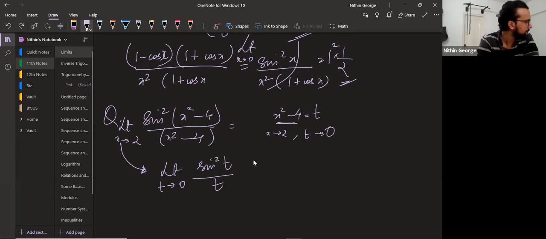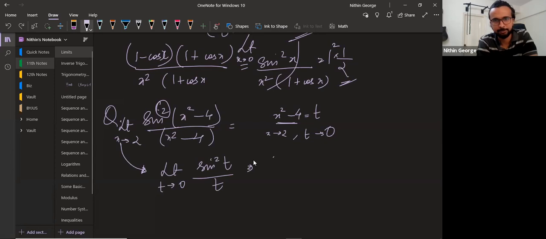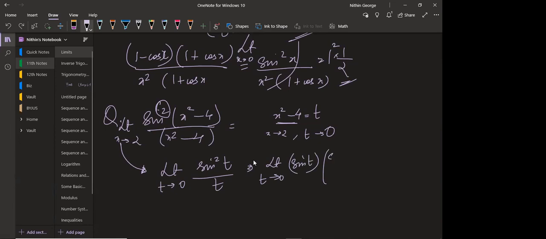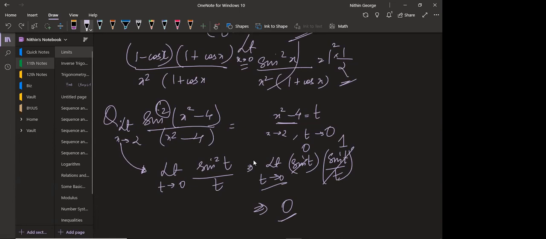Sine square. Oh my god, I'm so sorry. I didn't notice this sine square here. I was thinking of it as sine. That's my bad. So this becomes limit t tends to 0 sine t into sine t by t. When t tends to 0, sine t by t becomes 1. Sine t becomes 0. So the entire limit actually becomes 0. I'm so sorry there. You were actually right from the beginning itself. The answer was 0.